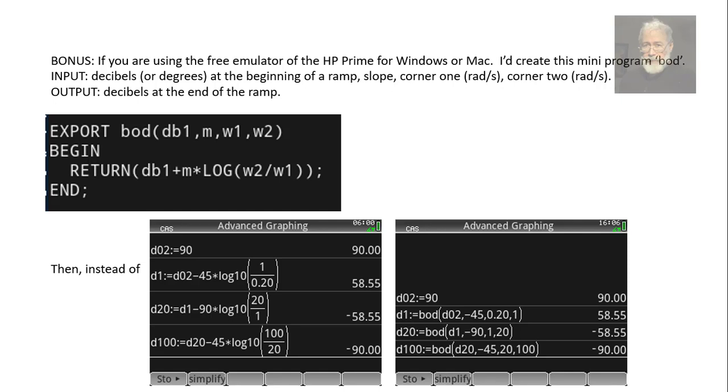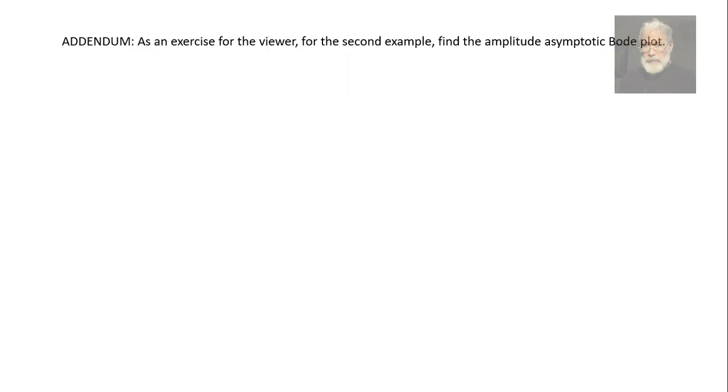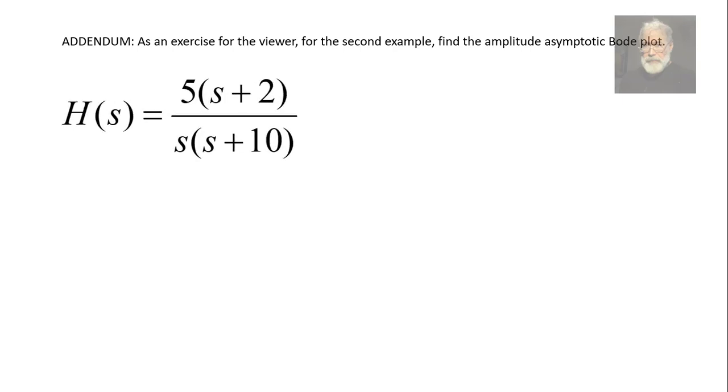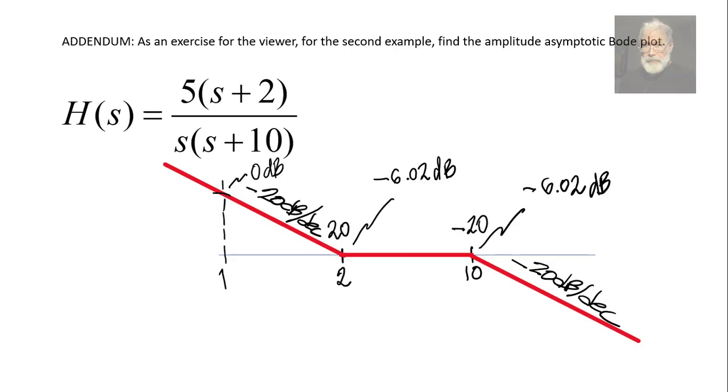It's up to you. As an addendum, let's see that exercise that I left for the viewer from the second example, find the amplitude asymptotic Bode plot of that transfer function. This is my solution, so that is for you to check out.